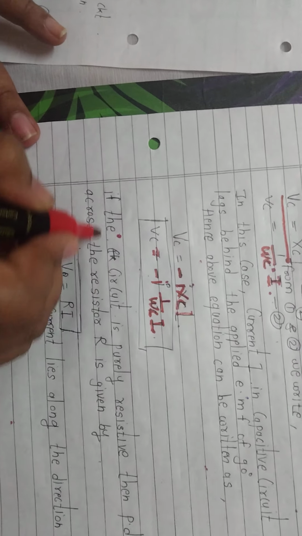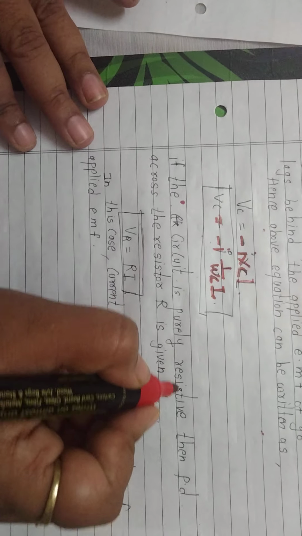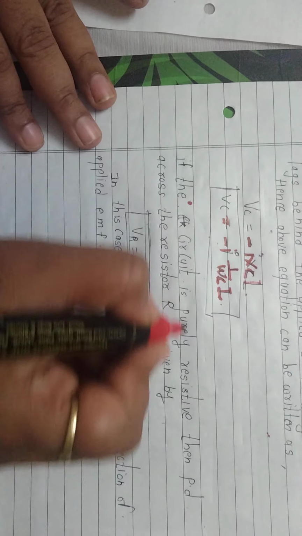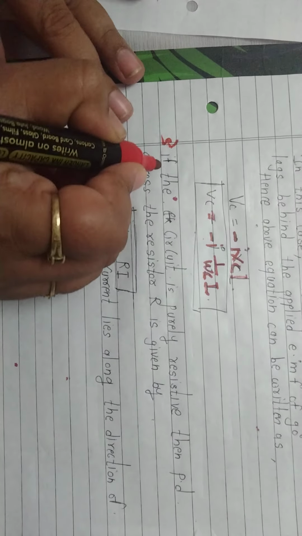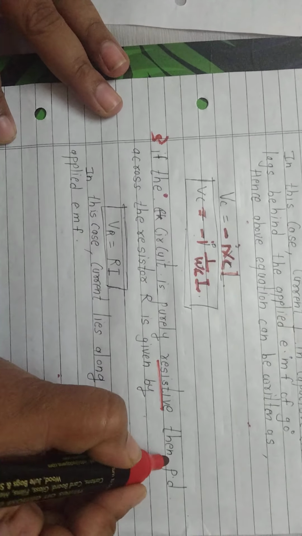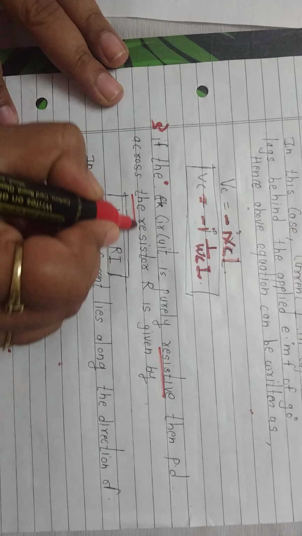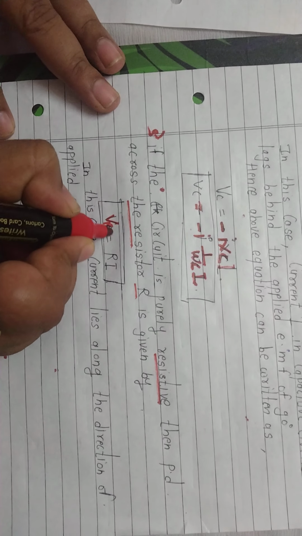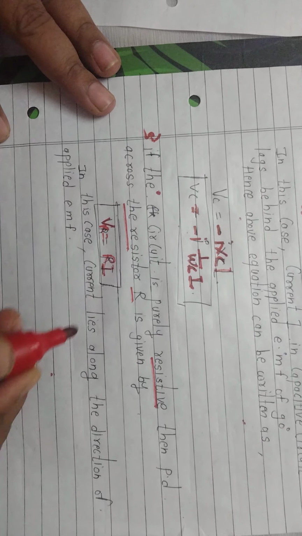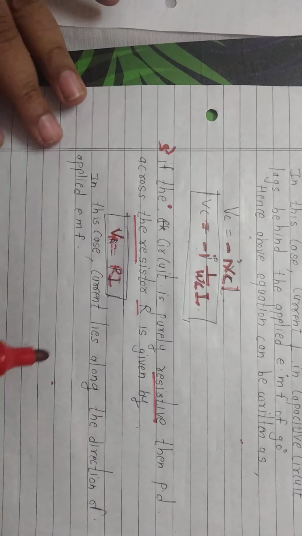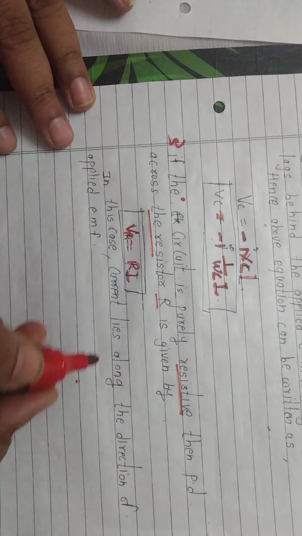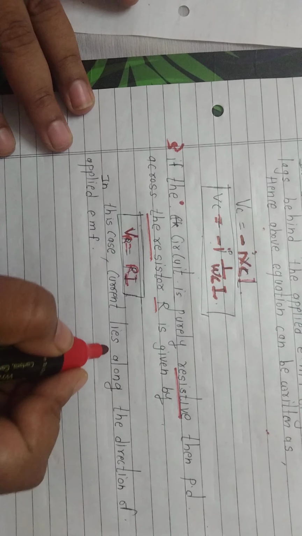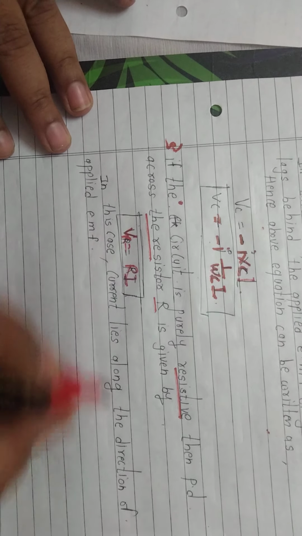If the circuit is purely resistive, then the potential difference across the resistor R is VR equals R I, because its phase is the same. In this case, the current lies along the direction of the applied EMF. So VR is equal to R I.